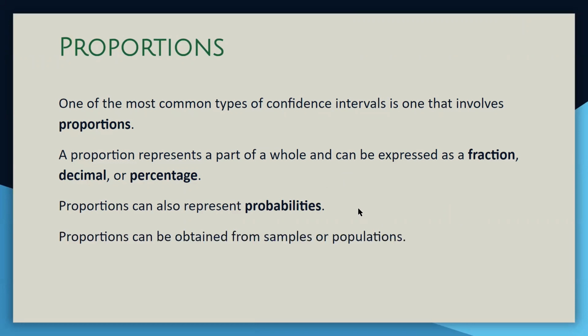Proportions can be obtained from samples and population. And we're going to be using sample data to find confidence intervals to estimate a population proportion. And just like the confidence intervals for means, that interval estimate is going to be centered around this sample proportion. And that interval will then estimate the population equivalent.